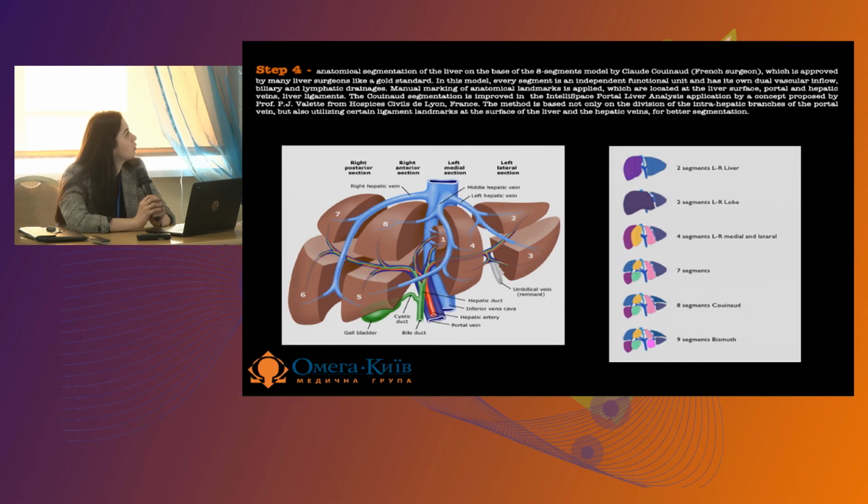segment model proposed by French surgeon Claude Couinaud. And this model is approved by many liver surgeons in the world as a gold standard. In this model, every segment is an independent functional unit and it has its own dual vascular inflow, biliary and lymphatic drainages. Manual marking of anatomical landmarks is applied.